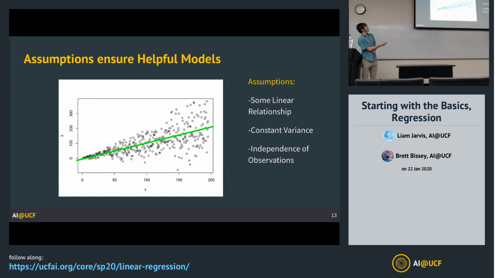So here we have another set of points, and there does seem to be some sort of linear relationship, right? You can see that positive relationship mapped out with that green line. But which of these assumptions doesn't hold? Constant variance. As our x increases, the data diverges from our central tendency. So error increases as x increases.